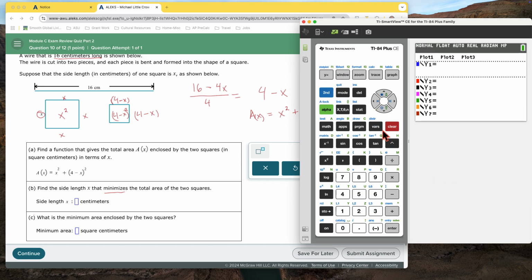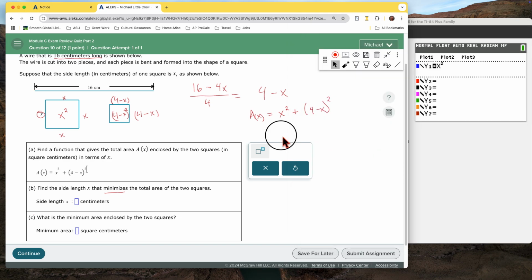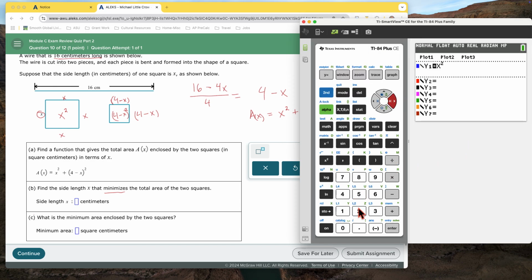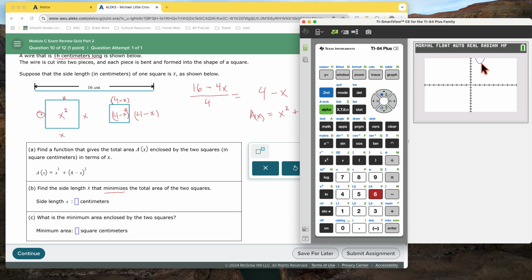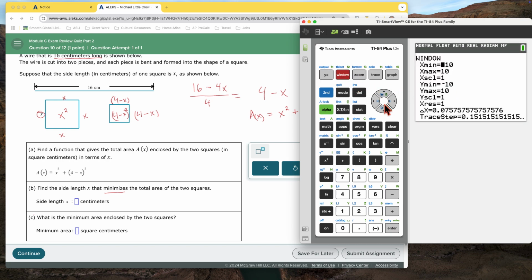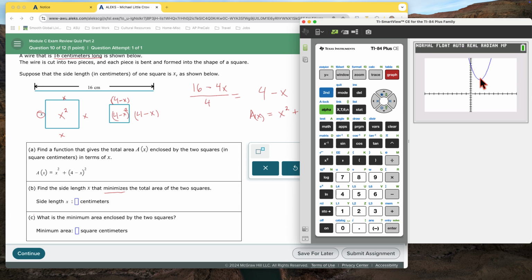So y equals, let's clear it out. We're going to put in here x squared plus the quantity 4 minus x, quantity squared. It'll graph it just as it is. That's the nice thing about a graphing calculator. I'm going to do a zoom standard, zoom 6. That's usually what I like to start off with. I can see it there, so it's enough, but I always like to see a little bit more of the graph. So I'm going to go to the window and make my y maximum 20. I just want to be able to see more of the graph.